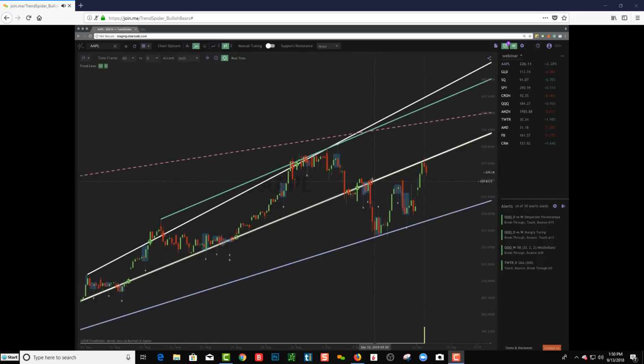So this is probably a good example of that. You have red, green, red, green, red, green, red, green, red, green, and then you've got a bounce directly off it right up here on Apple. And that's something that we see pretty often.